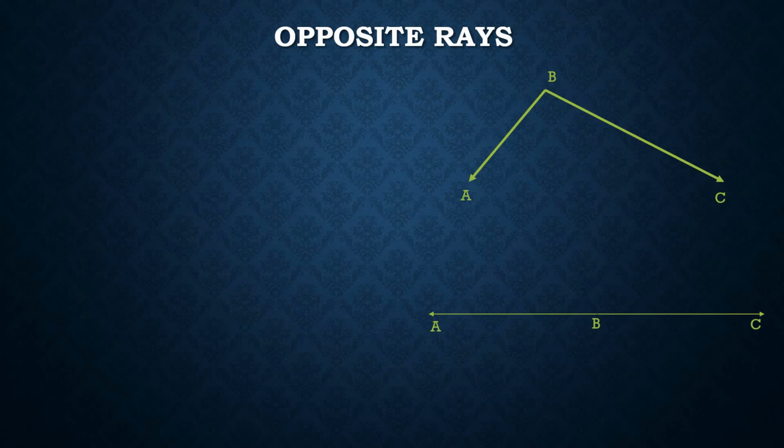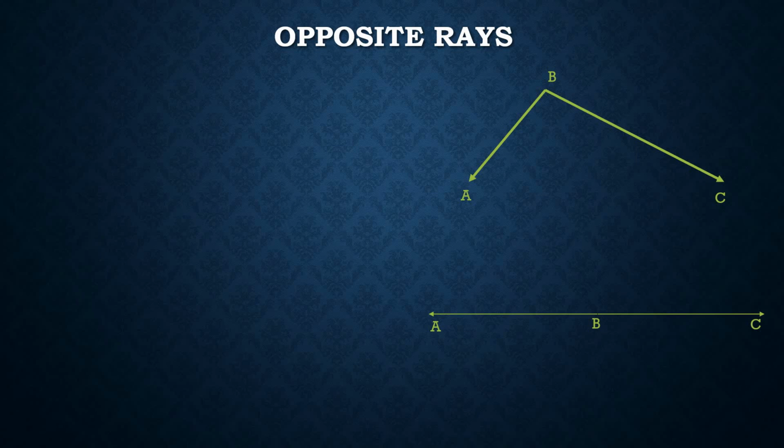Next topic is about opposite rays. In the first figure, name the rays in the figure alongside. So we have two rays, ray BA and ray BC. Let us name the origin of the rays. These rays originate from vertex B. Name the angle in figure 1. So the angle formed in figure 1 is an obtuse angle. In figure 2, name the angle in figure 2. It is a straight angle.